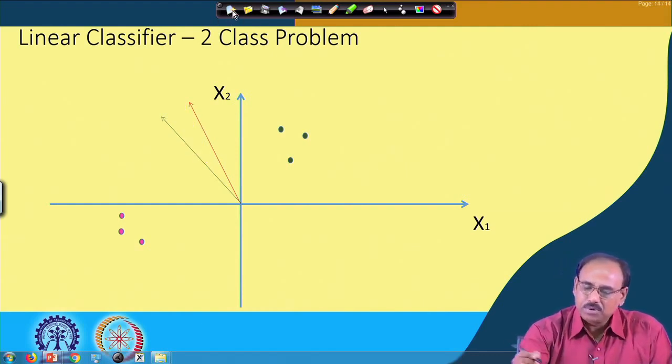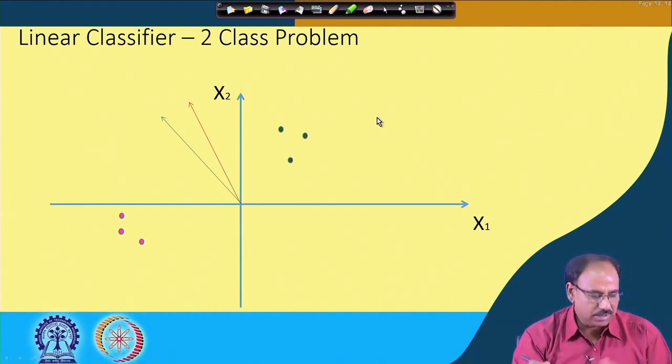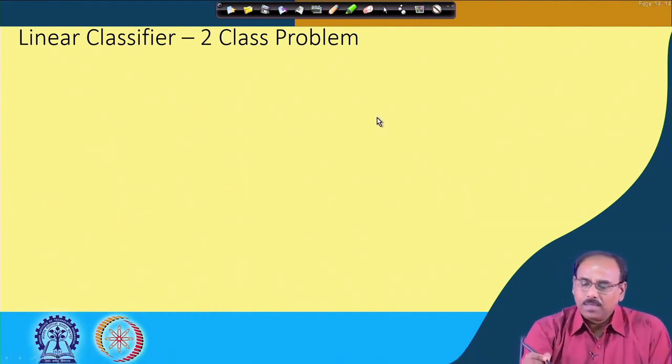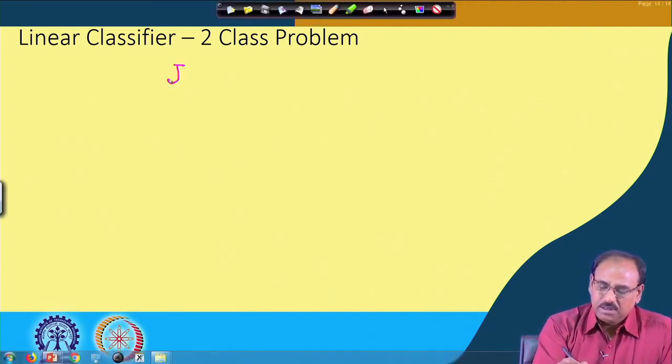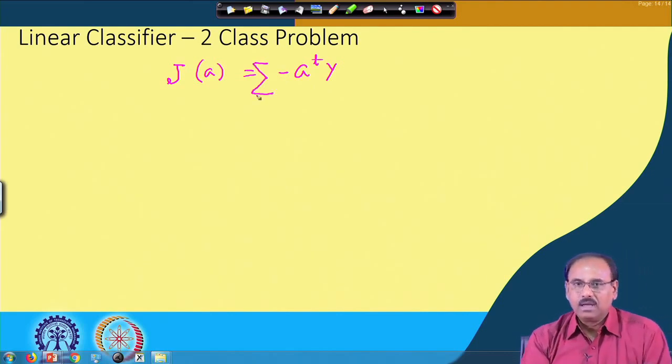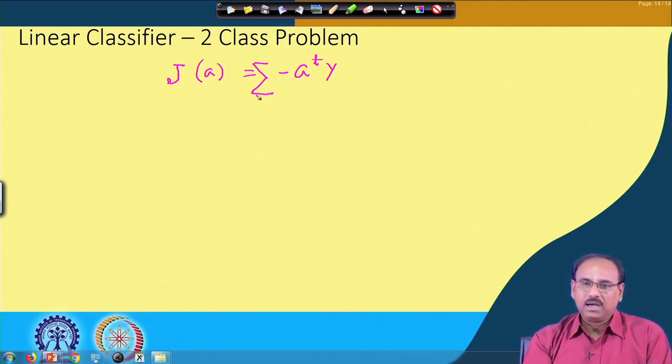So, what is the approach that I should take for this? The approach can be that, as I said, my error J(A) is given by the sum of A transpose y. So, I can take an approach to reduce or minimize this error by following an algorithm known as the gradient descent algorithm. What is the gradient descent algorithm?